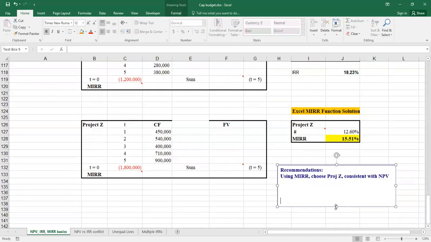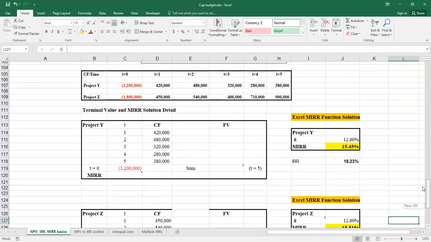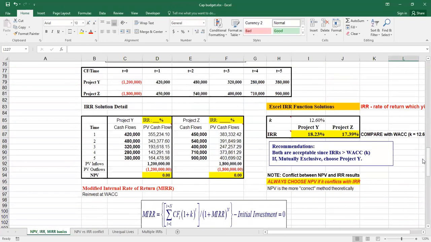Kaya nga we are coming up with this MIRR as a better alternative to IRR, especially when IRR and NPV conflicts. Pag hindi naman sila nagko-conflict, walang problema. It's only when they conflict that we resort to the MIRR, the modified internal rate of return.